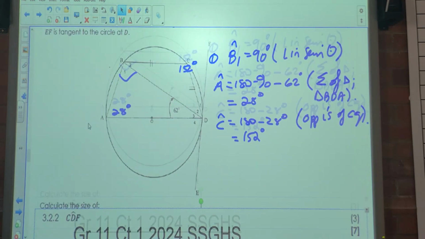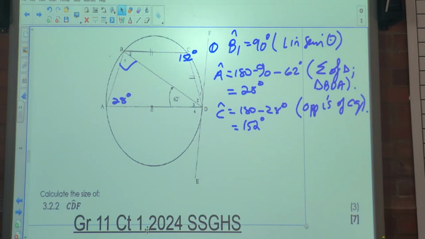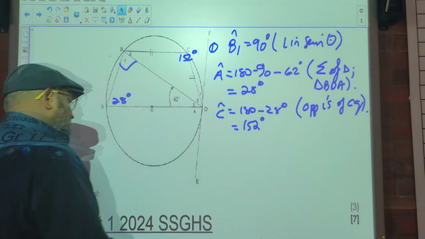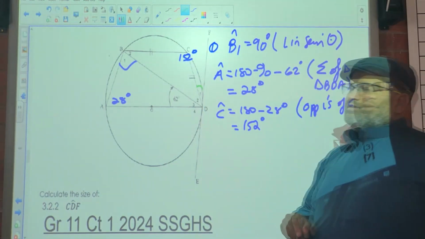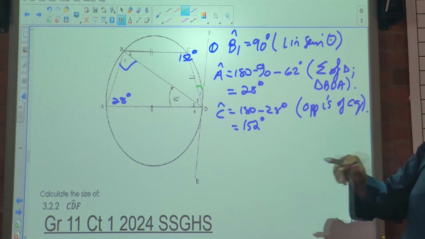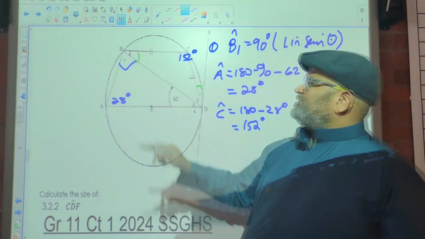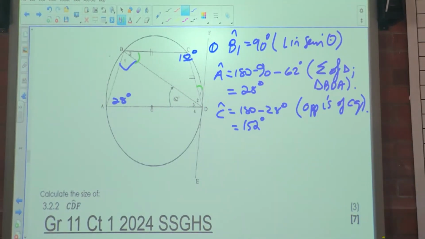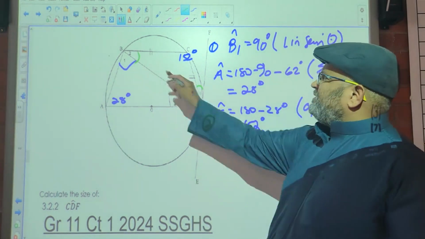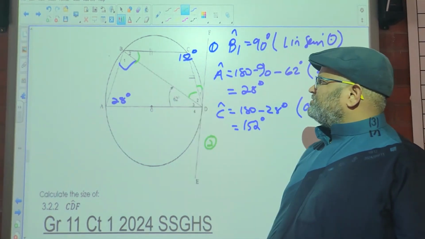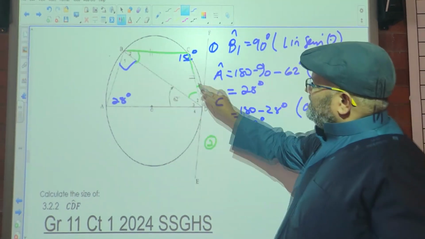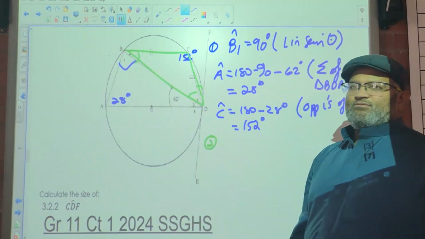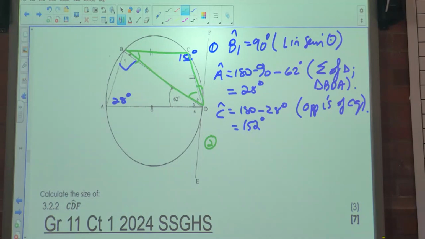Then the question says, calculate angle CDF. So it's actually D1. But D1 is the same as angle B2. Why? Tan-chord theorem. But how can I, B2 is the same as D2. Why? Angles opposite equal sides. Then I can actually work out D2 and B2 using sum of angles of a triangle. So let's go.